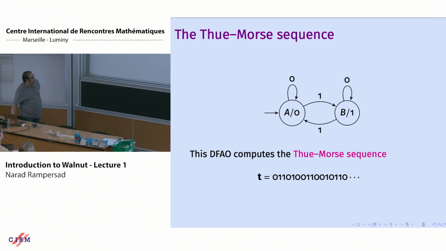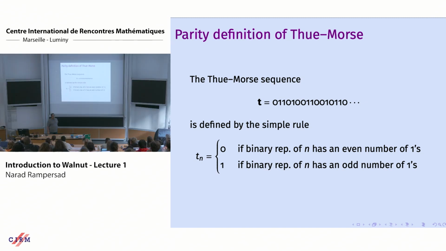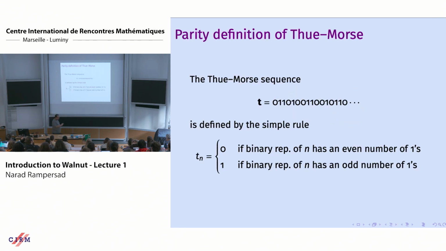And if you look carefully at what this automaton is doing, you will see that it's checking this rule. It's just checking the parity of the number of 1s in the binary representation of n, right? I mean, you can see, it's just going back and forth every time it sees a one. So if the binary representation of n has an even number of ones, you output zero. If it has an odd number of ones, you output one. And you get this famous sequence, the Thue-Morse sequence.